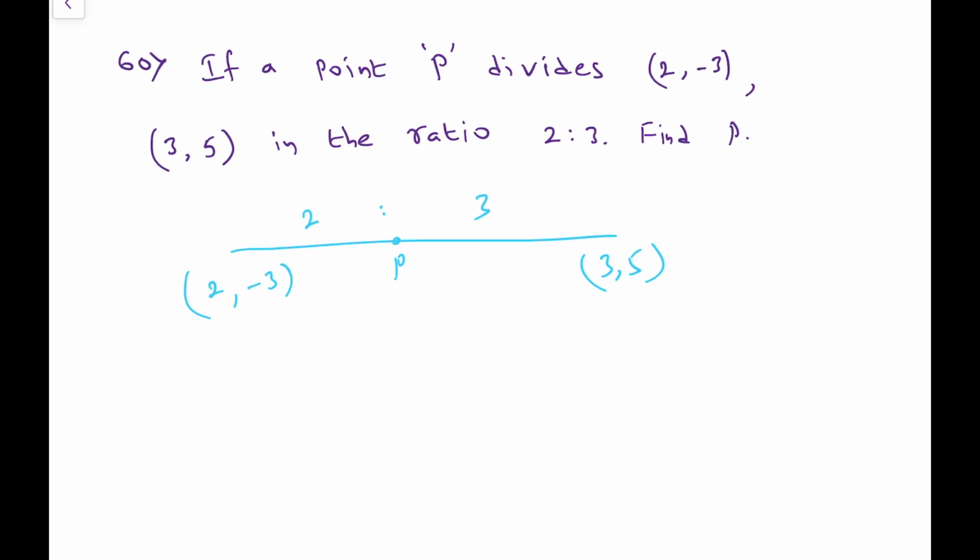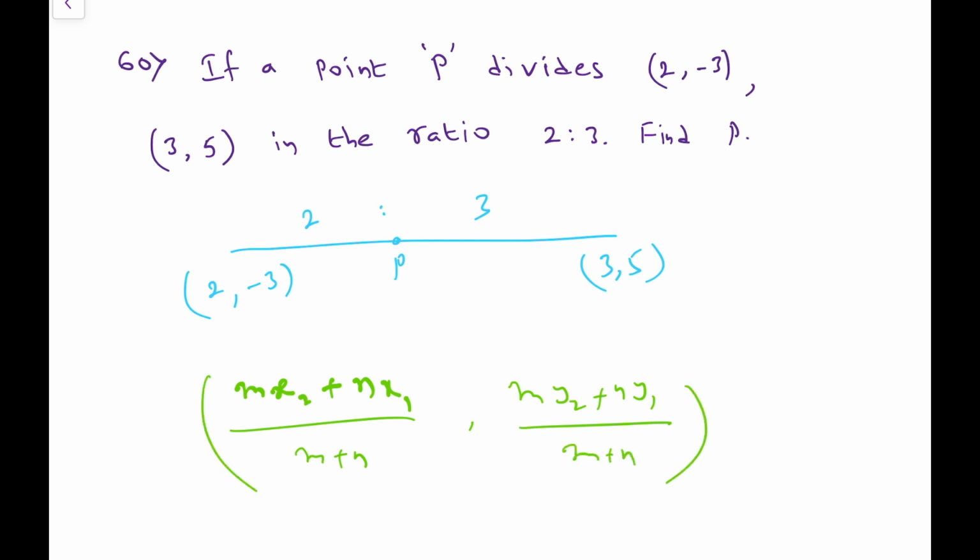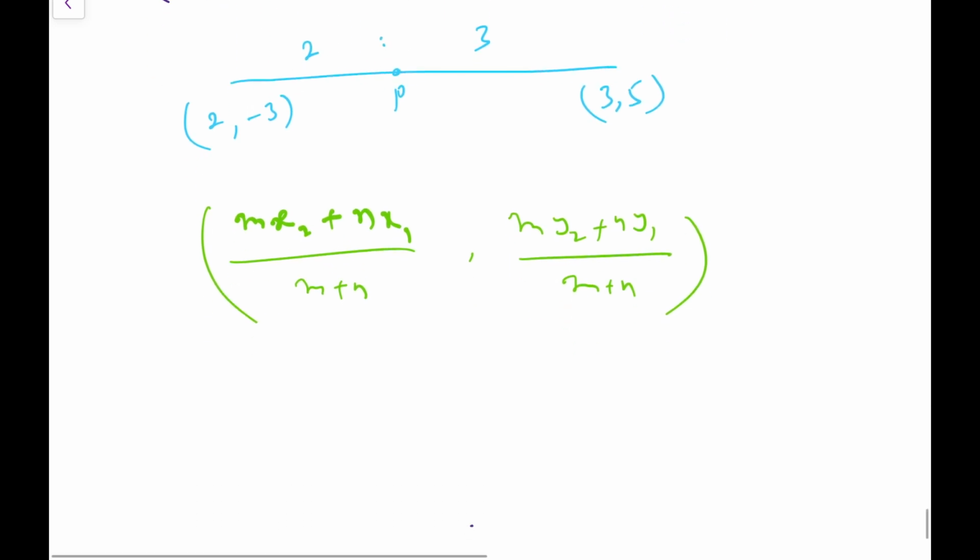So the section formula is (mx2 + nx1)/(m + n), comma, (my2 + ny1)/(m + n). In here, instead of m and n, you can write m1, m2 also, both are same anyway. Now this ratio is there, right? Those come under m and n, and this is x1 y1 and x2 y2. So now let us substitute in the formula.